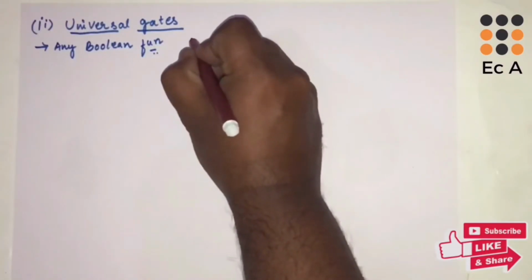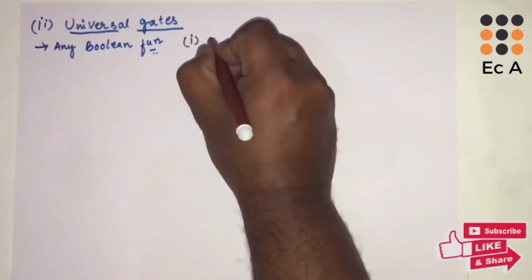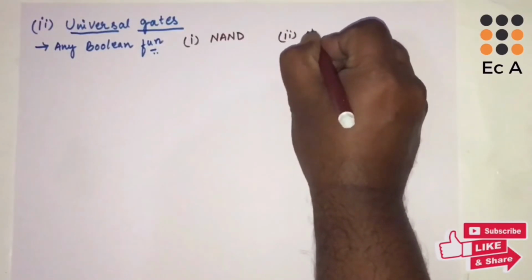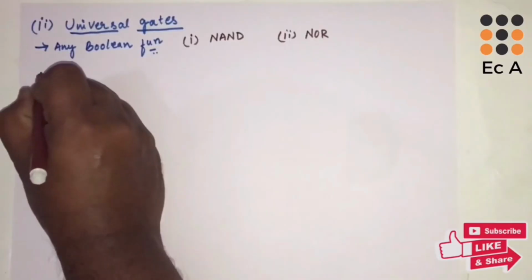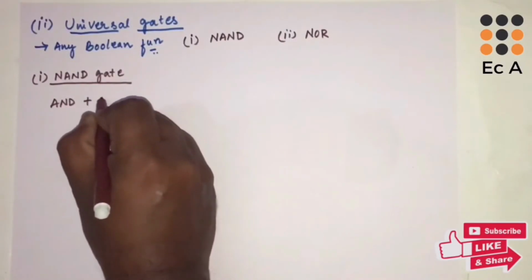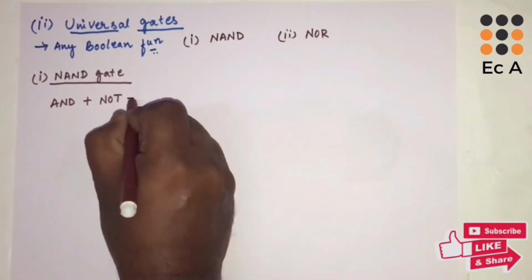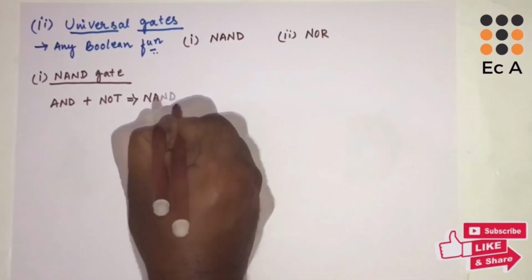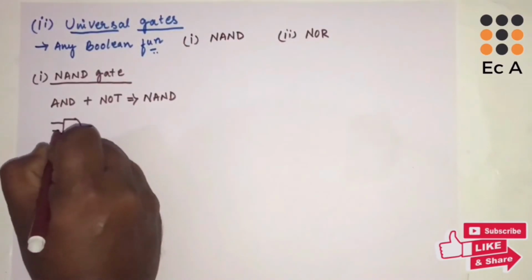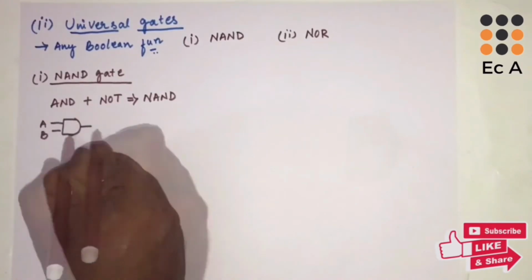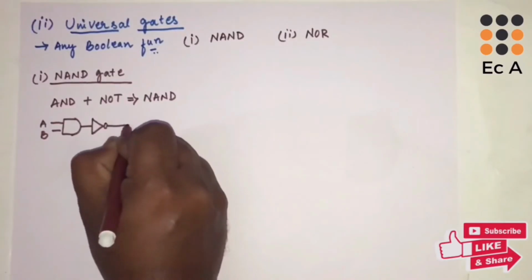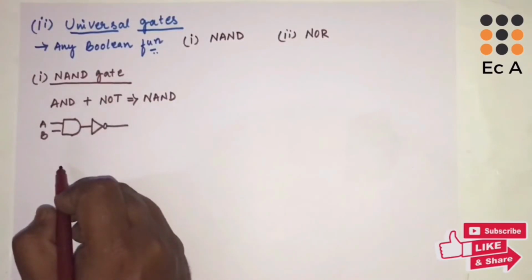There are two universal gates. The first one is the NAND gate and the second one is the NOR gate. First let us see the NAND gate. AND gate plus NOT gate is NAND gate. If we take an AND gate with two inputs A, B, and connect a NOT gate to its output, the resulting gate is known as the NAND gate.